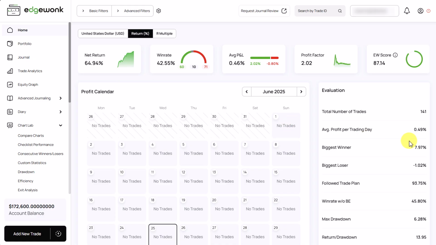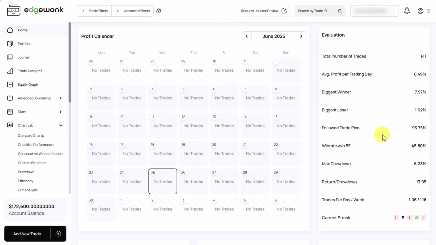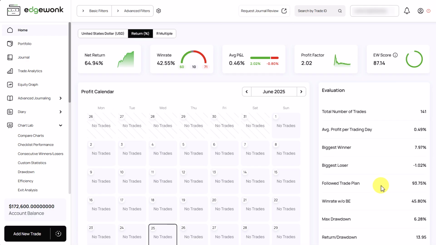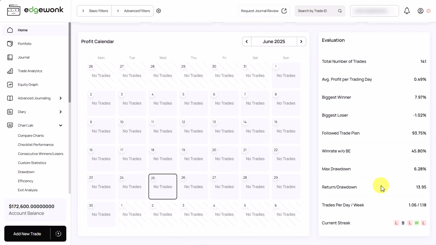So the next thing, trade frequency, is something that you definitely need to take a look at. This is something that we see for day traders as well.